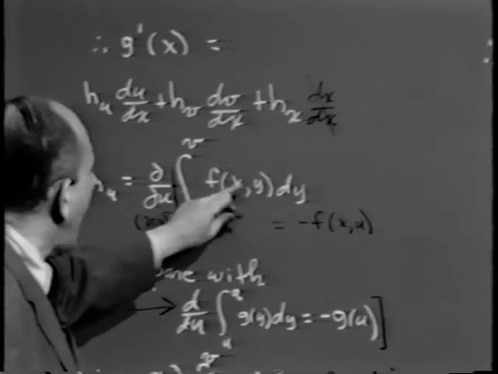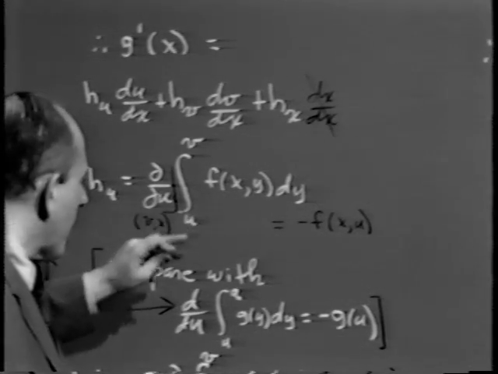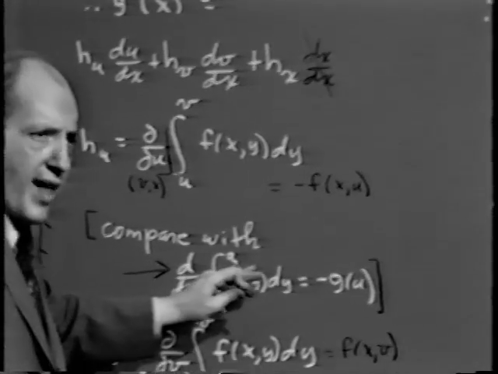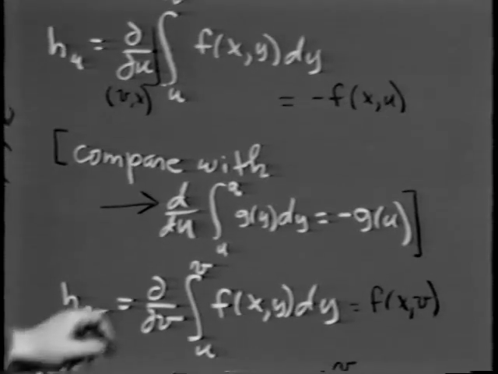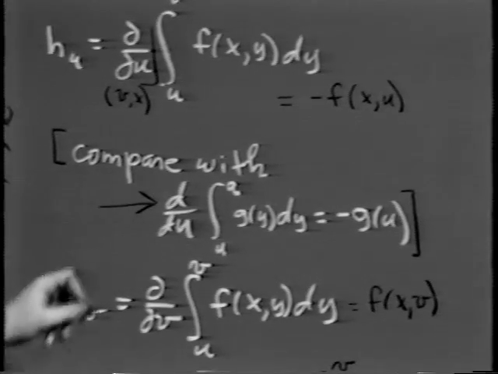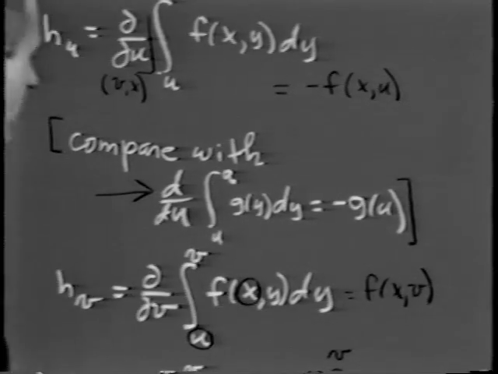I treated y and x as constants here. In other words, the only variable in here was u. That will be emphasized again in the exercises. In a similar way, the partial of h with respect to v means this thing. Notice now that u is being treated as a constant, x is being treated as a constant.